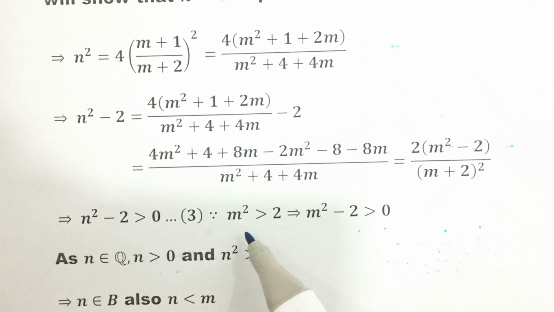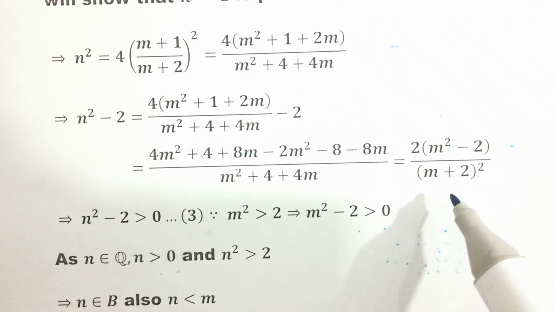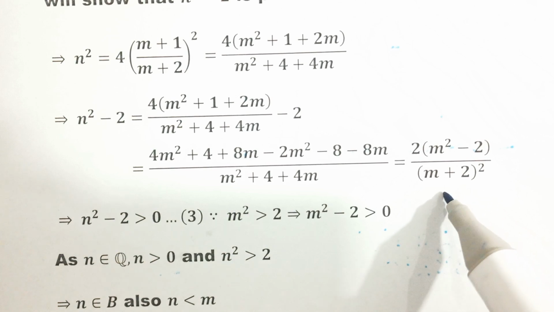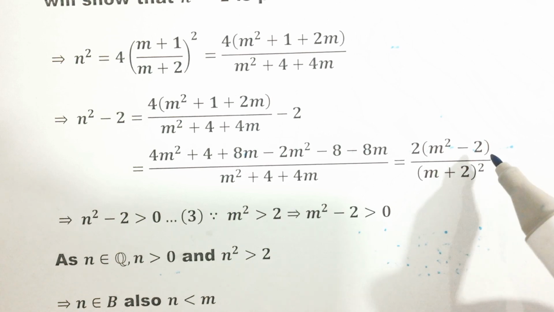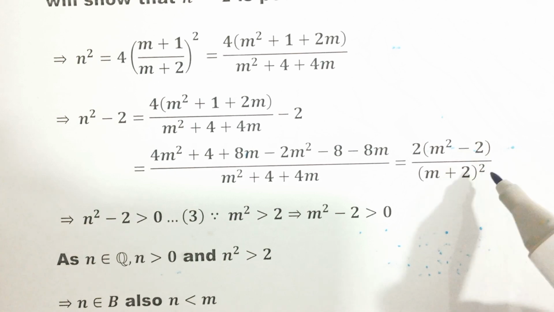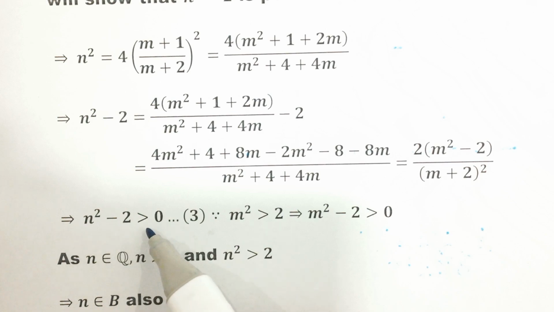As here, m² is greater than 2. Why? Because at the start, we have supposed that m belongs to B. That's why m² should be greater than 2. This implies m² − 2 is greater than 0. And (m + 2) whole squared is always positive, because m is already positive here, so the square is also positive. So the numerator and denominator both are positive numbers, so this fraction will be positive here. This implies n² − 2 is greater than 0.